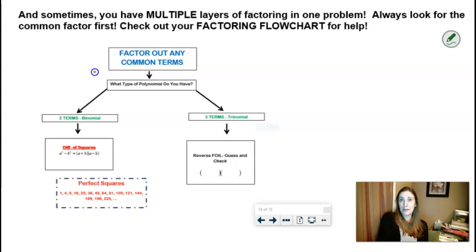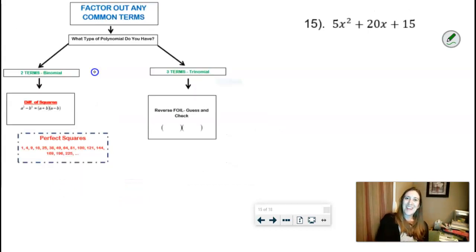So we call these layers, and these are probably the trickiest questions for kids because there's just so much going on. And kids really struggle through the questions if they don't use the flowchart order. You have to look for common factors first. I get a lot of kids who never do that. And then they end up getting the question wrong because they're not completely factored. And then also, kind of sad, they end up spending like twice the energy trying to factor it because it's so difficult.